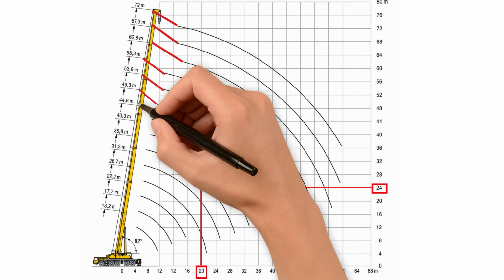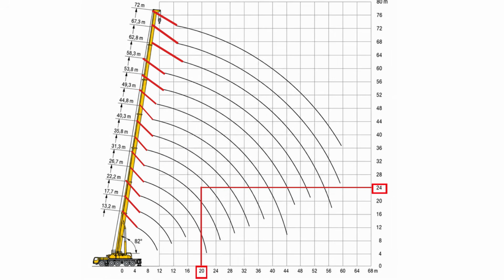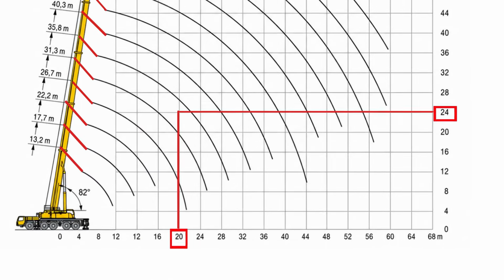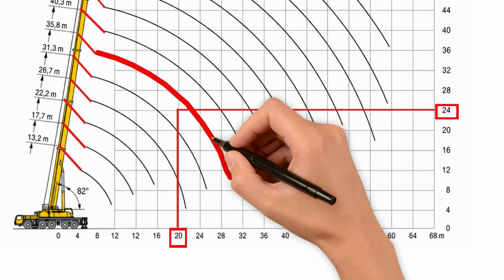By comparing the intersection point with the boom length curves, we can see that it falls between the 35.8 meter curve and the 31.3 meter curve. Since the crane cannot be configured with a boom length shorter than the required reach, we must select the next available boom length. Therefore, the required boom length is 35.8 meters.